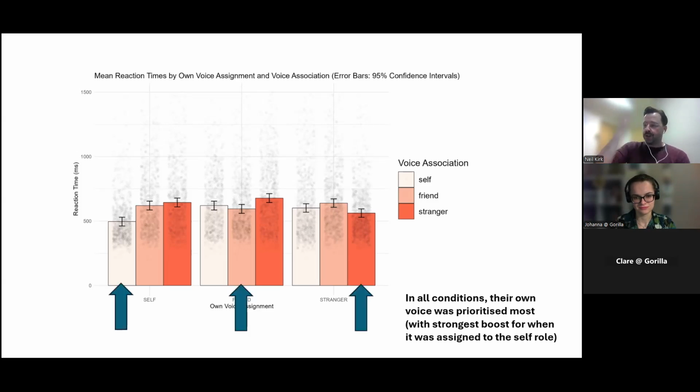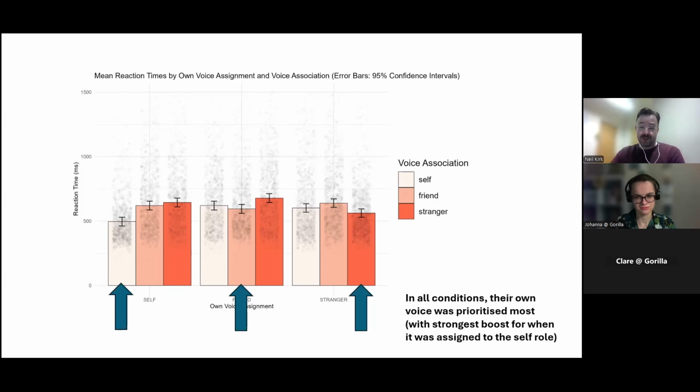And this, like I say, the strongest boost was for when it was actually your own voice in the self role. I may come on and say this in a second, but I think this has a lot of implications for voice technology, because with the systems that we have now for voice cloning, it might be really effective to have your own voice being used in a system.